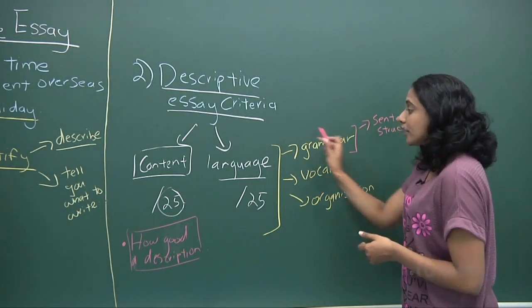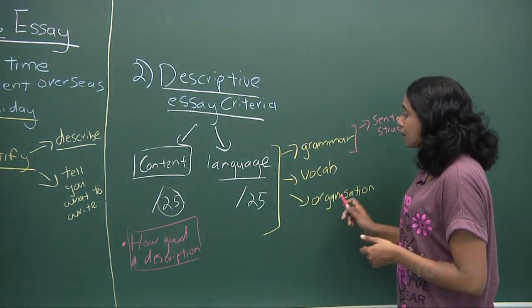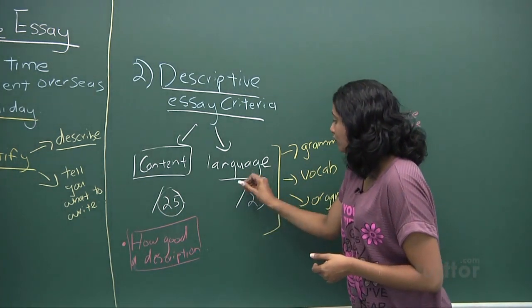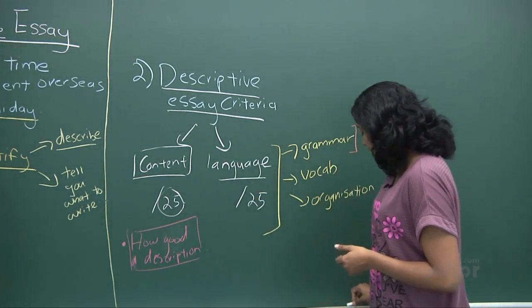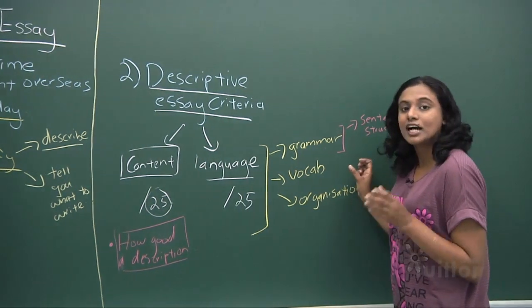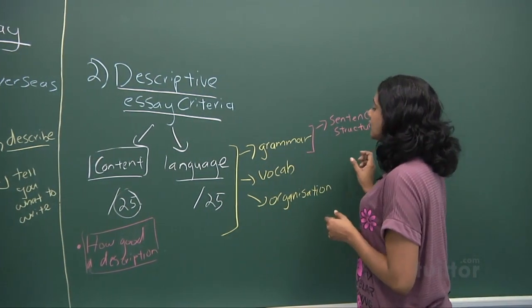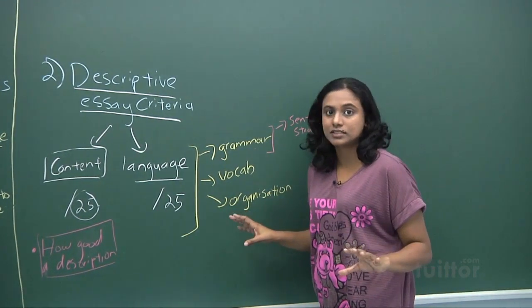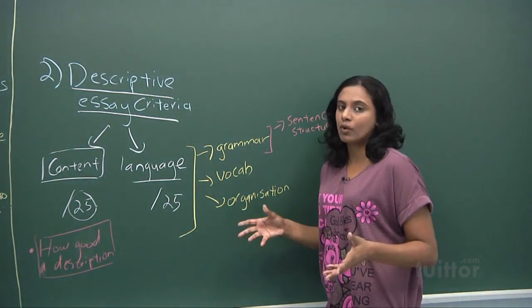Now, since the strength of this entire essay depends very much on the language, you have to be very careful that your sentence structures are clear. A lot of students have a problem. A common problem for students is they give an extremely long sentence with many conjunctions. What do I mean by that?